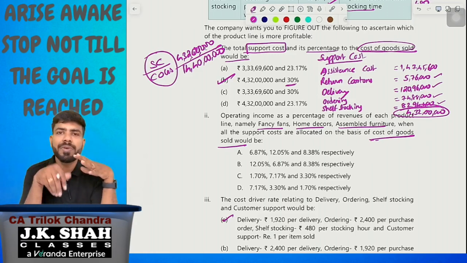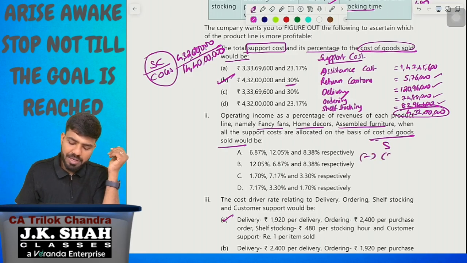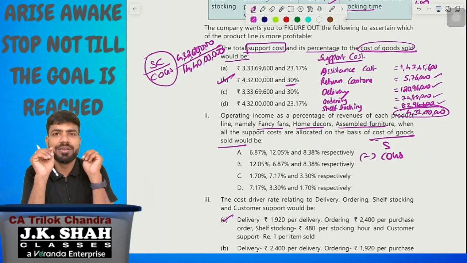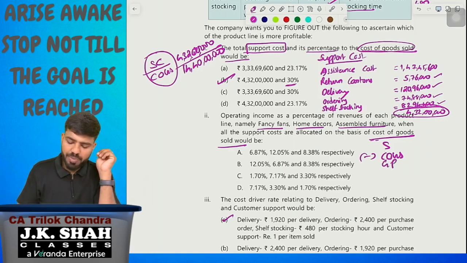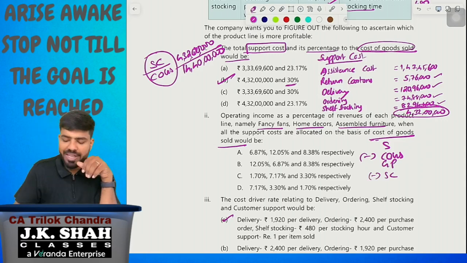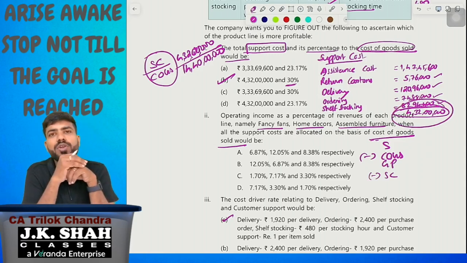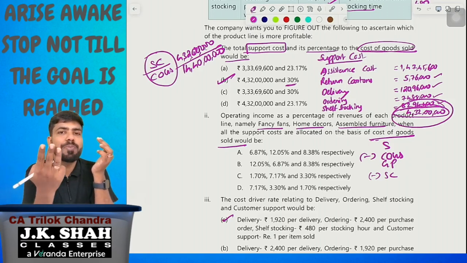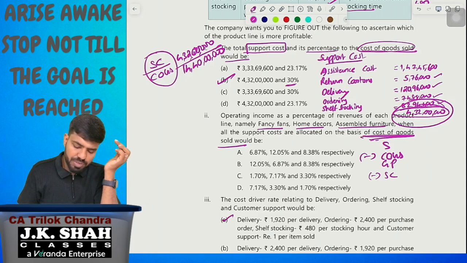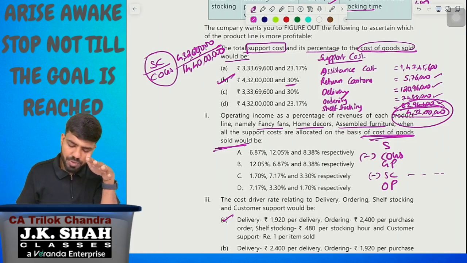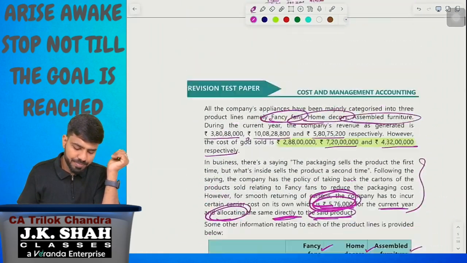How to calculate operating income in this case? First we'll take sales minus cost of goods sold of each product line. 3 product lines are there. Sales minus cost of goods sold will give gross profit, minus support cost. What is the total support cost? 4 crore 32 lakhs. Here we calculated total support cost is 4 crore 32 lakhs. That 4 crore 32 lakhs we need to apportion between 3 product lines using cost of goods sold. If you take that, we'll be getting operating profit. Have you understood this? The proportion of cost of goods sold, here I have written. Look at this.